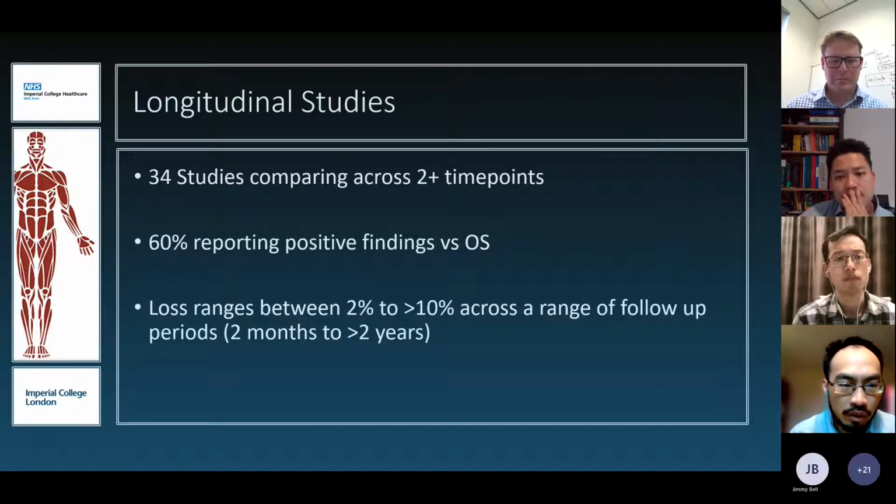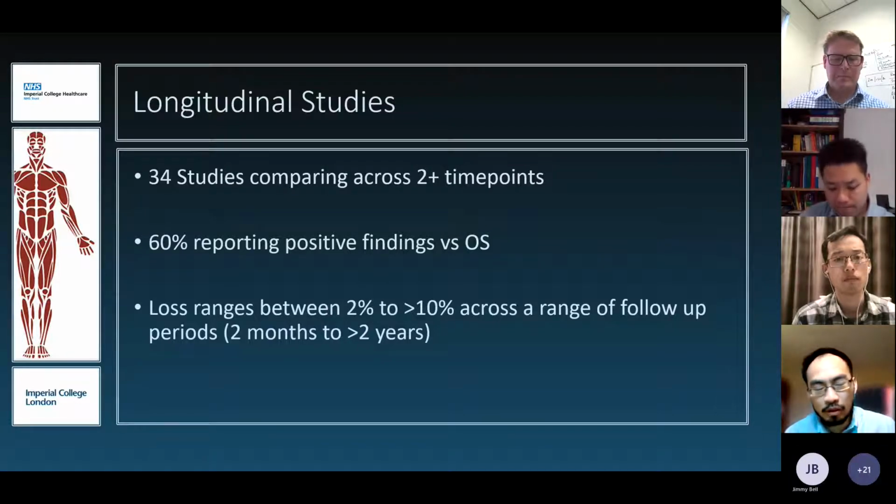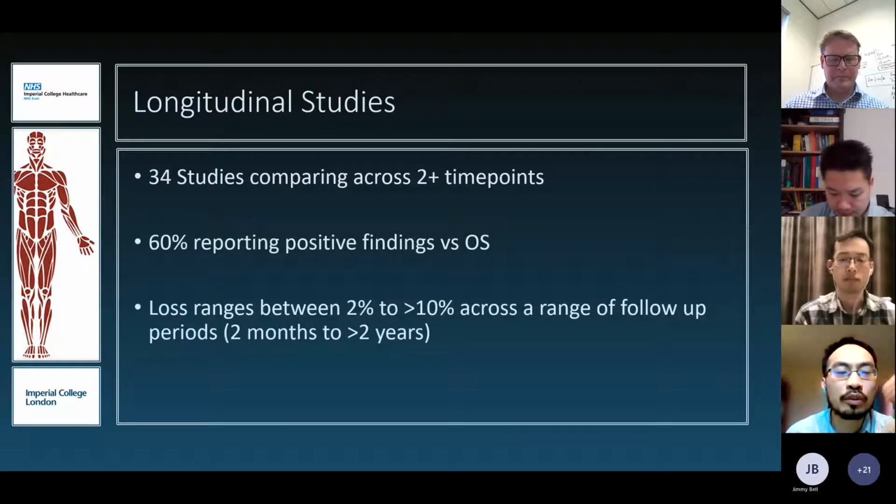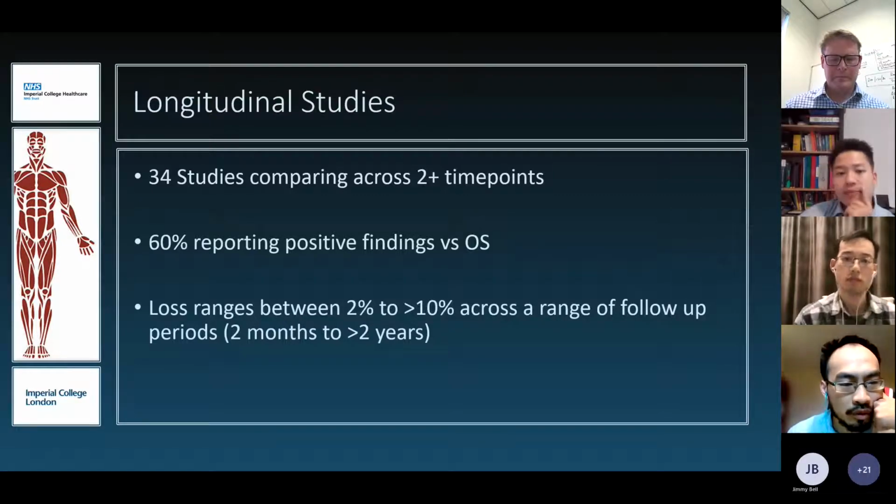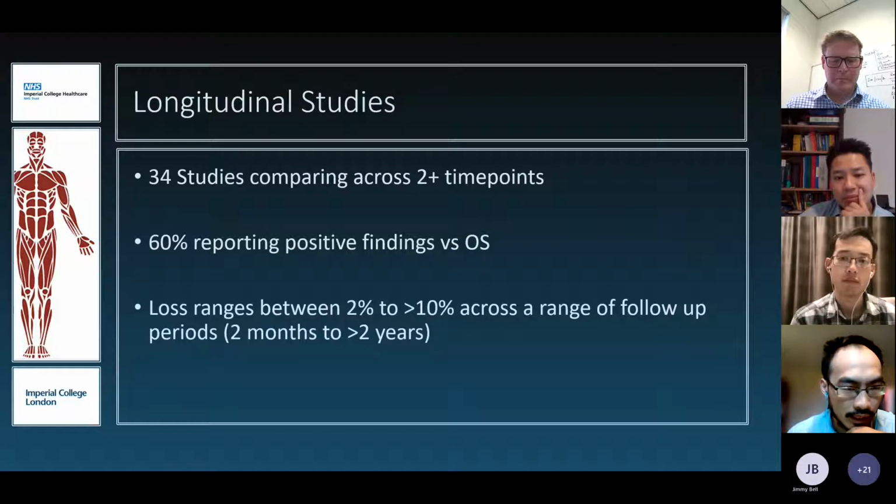There's a handful of longitudinal studies, and again, the methodology is very heterogeneous. They report losses in terms of muscle, and that can range from 2 to over 10%, and from 2 months to over 2 years. A mix of findings. The majority seem to find that this is predictive for something, so it's something to bear in mind as well. But because the methodology is so heterogeneous, it's impossible to group them together.